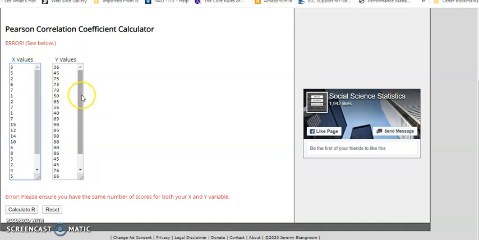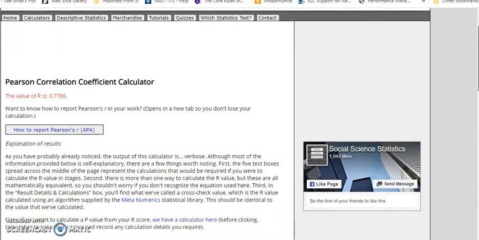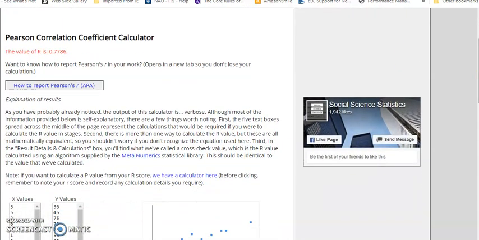So I've entered in all the data. So this was hours studied and this was exam score. Again, this is hypothetical data. I then am going to calculate the correlation coefficient for Pearson by pressing that calculate R. So then you will be taken to this screen.